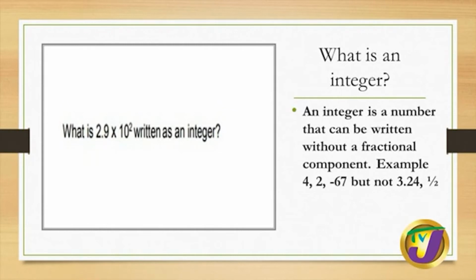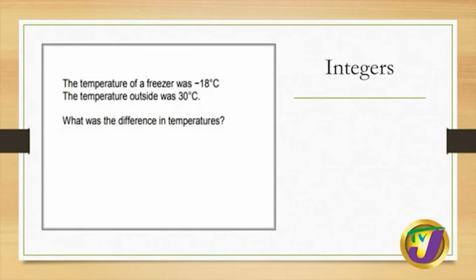So we want to write 2.9 multiplied by 10 to the second power as an integer. So let us look at what we're going to do. 2.9 multiplied by 10 squared. 10 squared is the same as 100, so 2.9 multiplied by 100 gives us 290. So that is as an integer.